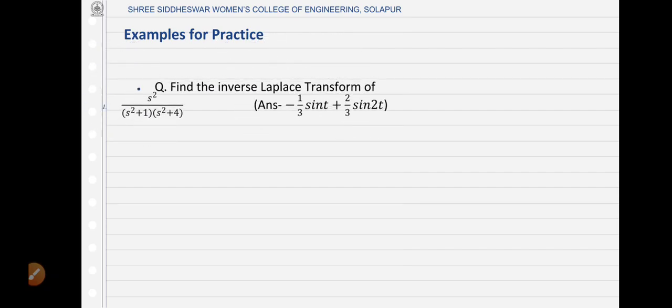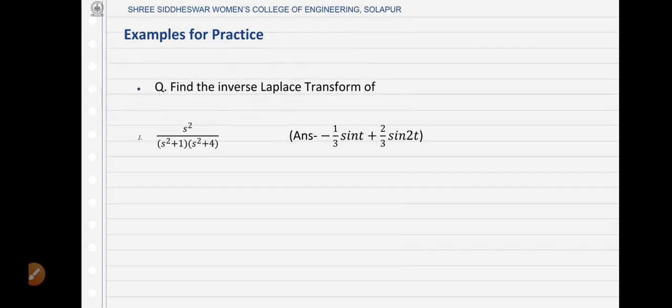So referring to these three solutions, you can solve some examples. Here the first example is s square upon s square plus 1 into s square plus 4. The answer is also given to you. You may refer to example number 1. The second one is similar to example number 1. The answer is also given. Verify these answers.